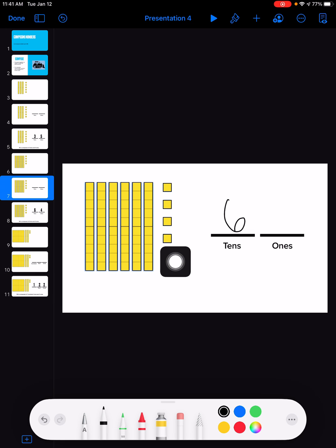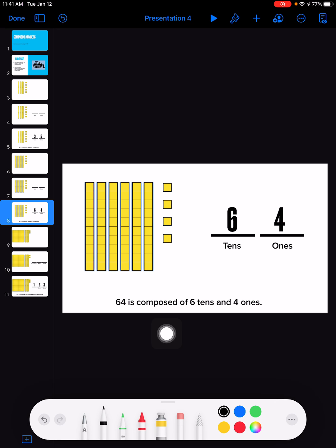And let's count how many ones cubes I have. Ready? 1, 2, 3, 4. 4 ones cubes. So I have 6 tens and 4 ones in this amount. 6 tens and 4 ones is 64. And 64 is composed of 6 tens and 4 ones. We took the tens and the ones of this amount, pushed them together, and made the amount of 64. Let's look at one last example.